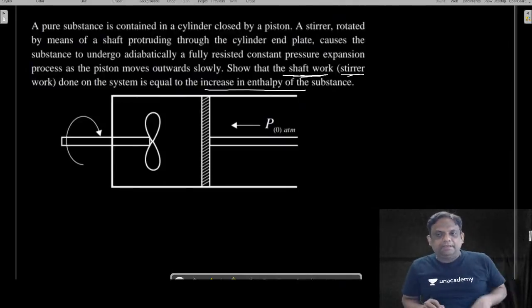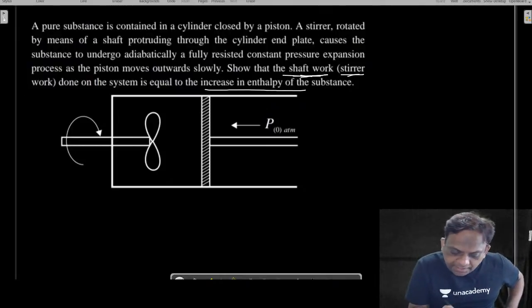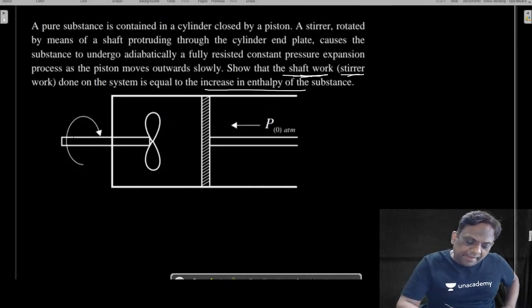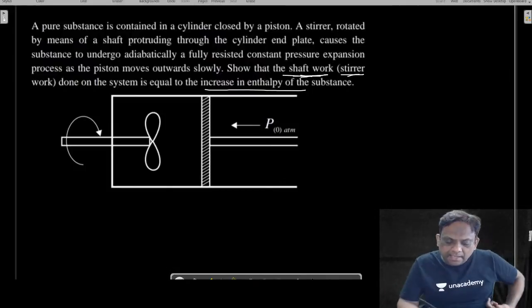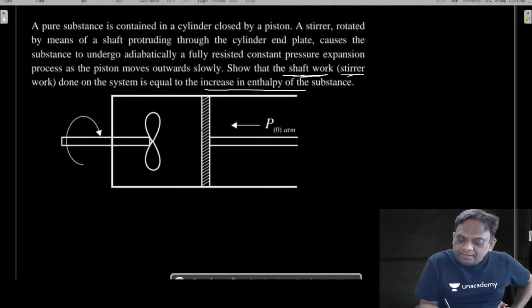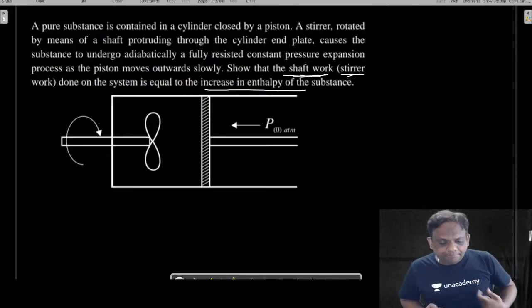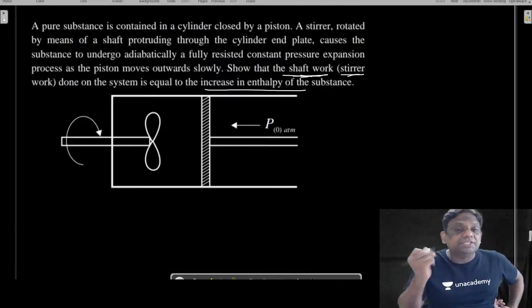Let's do this question. We know there is a fluid in this. So what is happening physically? Let's see. A paddle wheel is taken inside and it is rotated. Means this paddle wheel is doing work on the system. Because of this churning of the fluid, because of this mixing, now this piston is moving to the right. So the question is to show that this paddle wheel work or shaft work is equal to change in enthalpy.